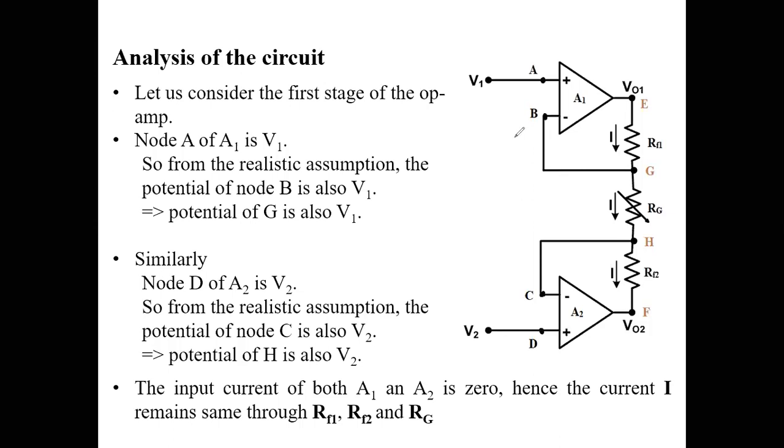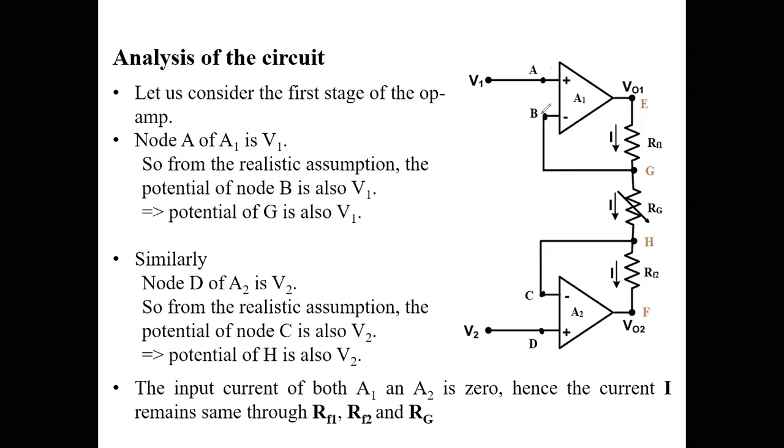And so here, let us take A1, the non-inverting amplifier. Node A is at which potential? V1 potential. Since A is at the non-inverting terminal, node B should also be at the same potential by the concept of virtual ground.